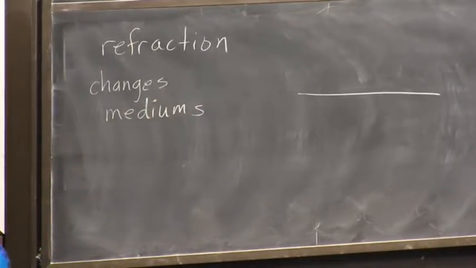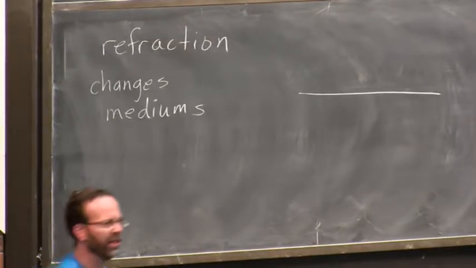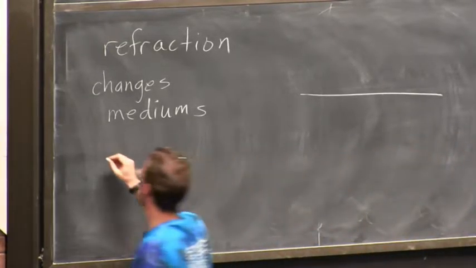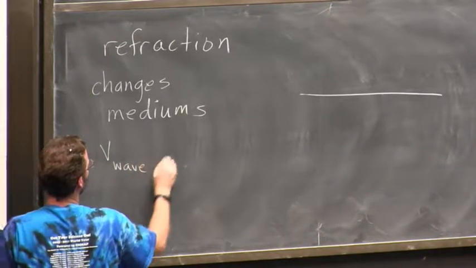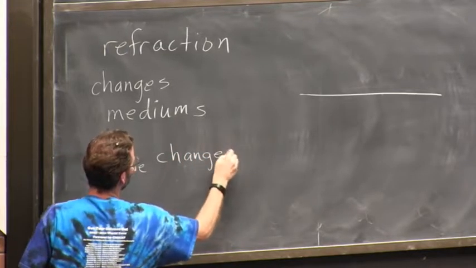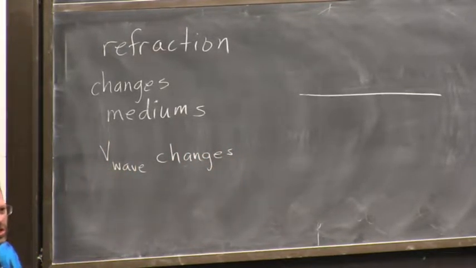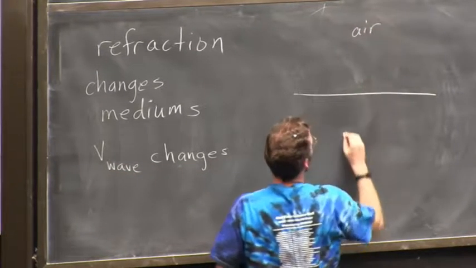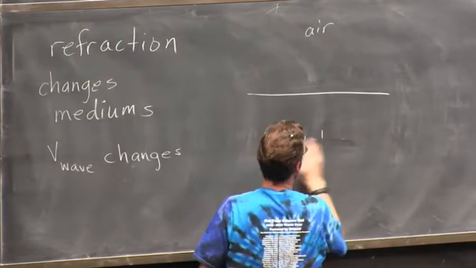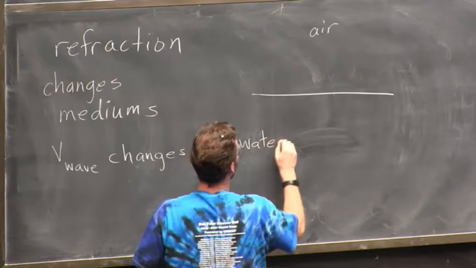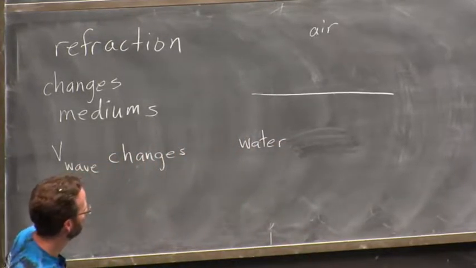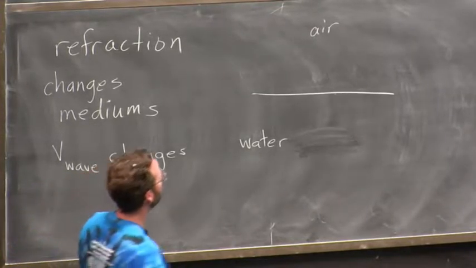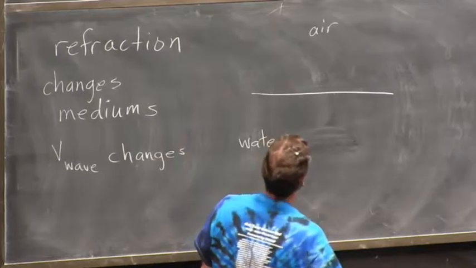What do you expect to happen to the wave velocity if it goes from one material into another? Yeah, it would change. So the velocity of the wave changes. It's going to either speed up or slow down, depending on which way it's going. So like air compared to water, as an example. You can go in or out. So let's look at it.